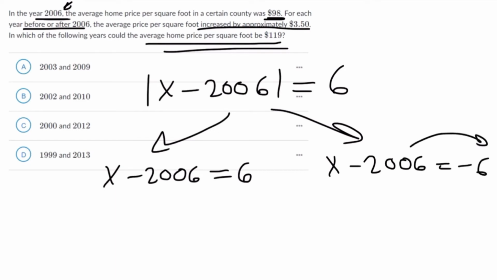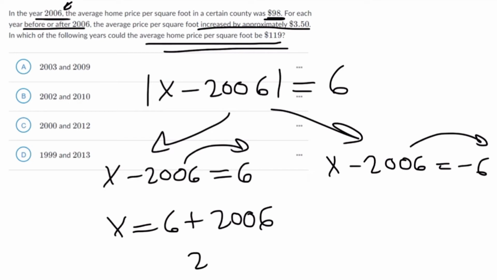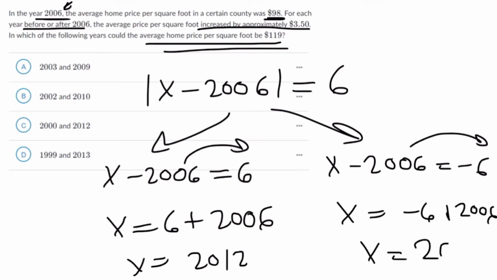And take this to the other side, this to the other side. X is going to be equal to 6 plus 2006, which is the same as 2012. And the second one will be x equals negative 6 plus 2006, leaving us with 2000. So these are the only two possible years where the price could have been $119. So we can tell by the options, C is the correct answer for this question.